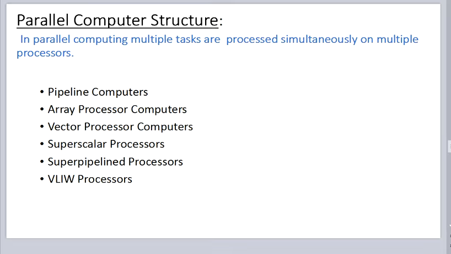Next we have parallel computer structures. In parallel computers, multiple tasks are processed simultaneously on multiple processors. Some examples of parallel computers are pipeline computers, array processor computers, vector processor computers, superscalar processors, super pipeline processors, and VLIW processors.